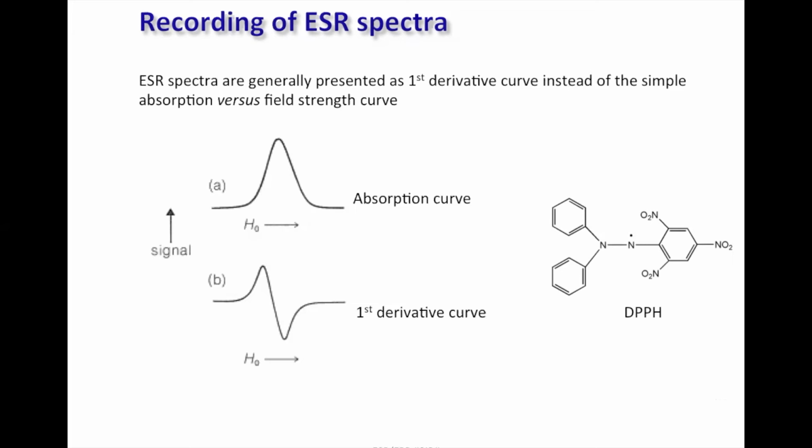Now, for the calibration of the ESR spectra, a free radical called DPPH, that is diphenyl picryl hydrazyl, is used as a reference. It is quite similar to TMS, tetramethylsilane, used in NMR spectroscopy. The g value for DPPH is almost 2, as that of the ge value obtained for free electrons, and it gives one very fine signal in the ESR spectrum.